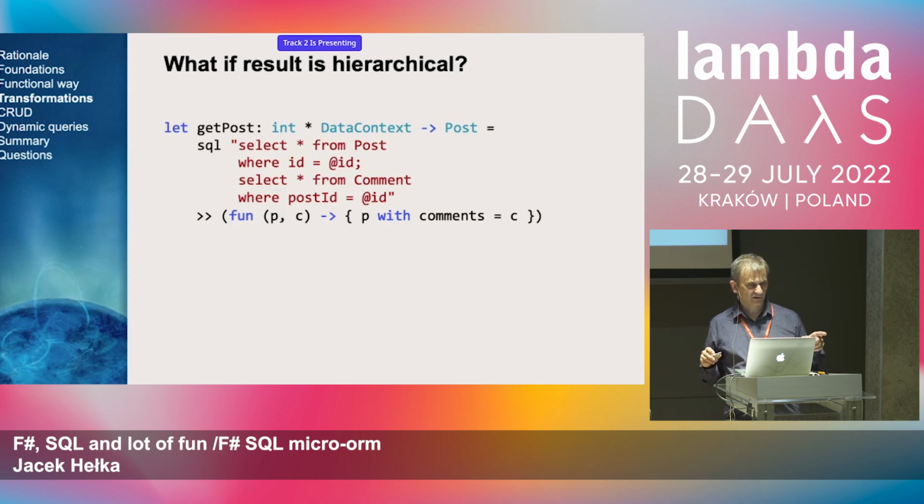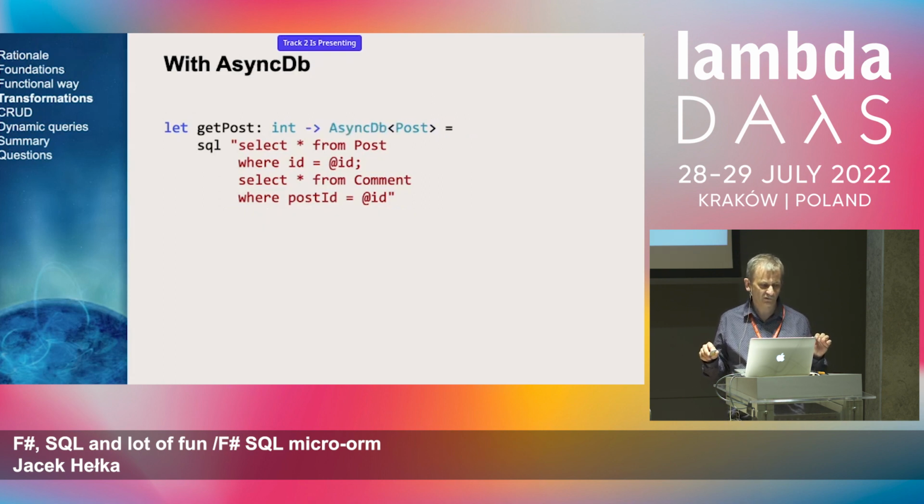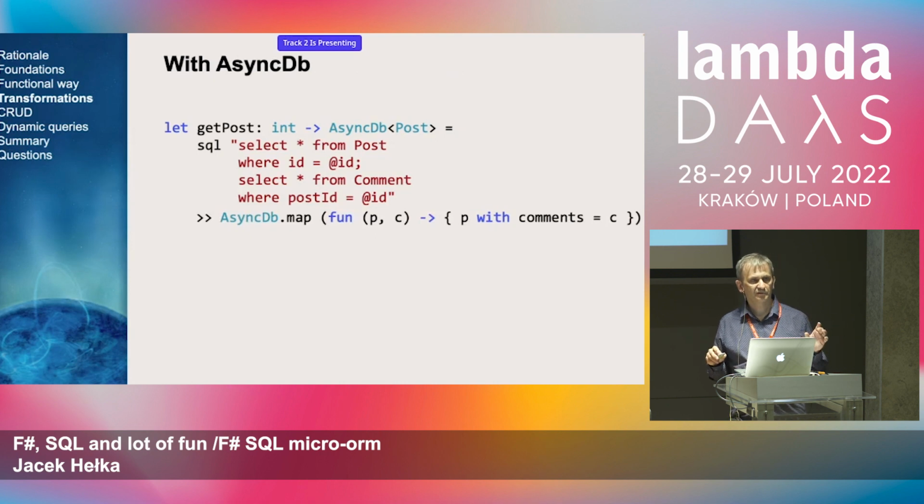Of course, it was only for showing the idea, because here there is no async DB monad, but it's only a little bit more complex when using it. We just need a map over this monad. Everything works like a charm.